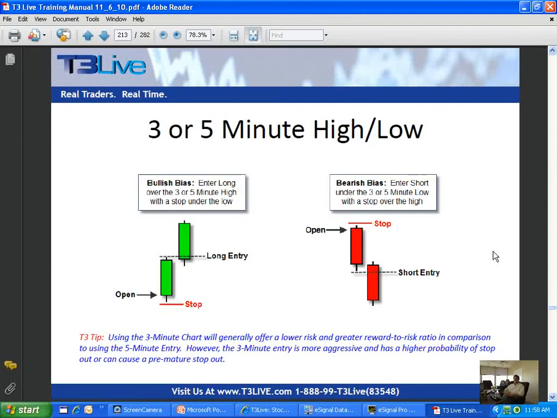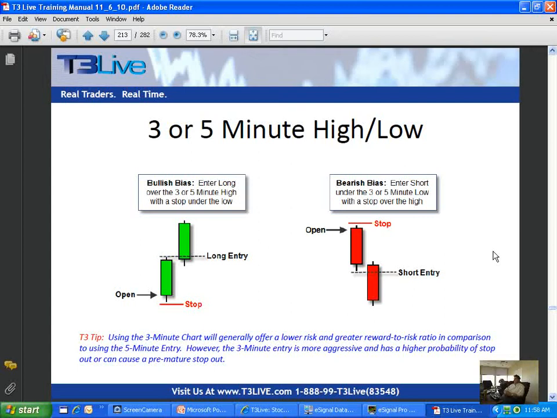Okay, the 5-minute high or low. You enter basically when it trades through its first 5-minute bar high or 5-minute bar low, with a stop at the low of the day or the high of the day, depending. Using the 3-minute chart will generally offer a lower risk and greater reward to risk ratio in comparison to using the 5-minute entry. However, the 3-minute entry is more aggressive and has a higher probability of being stopped out because that can cause a premature stop out.